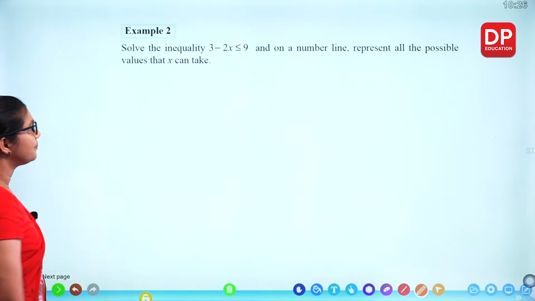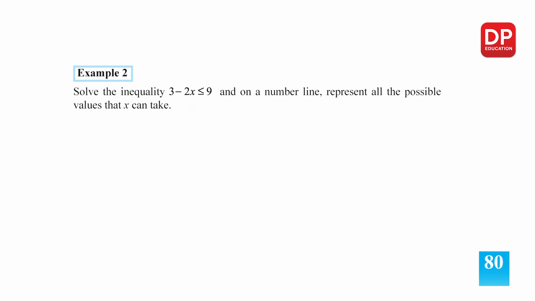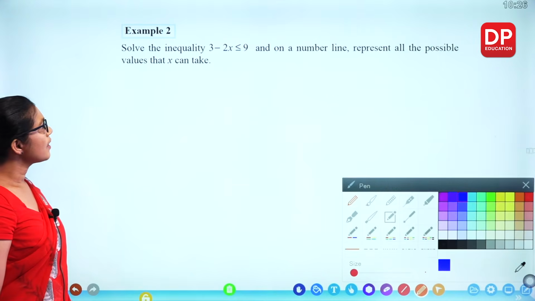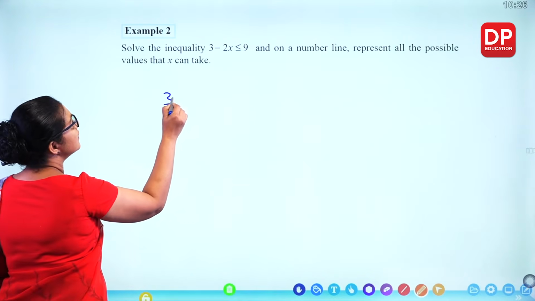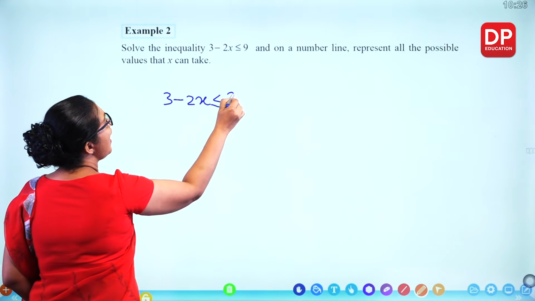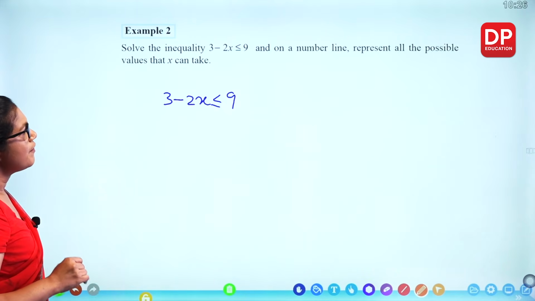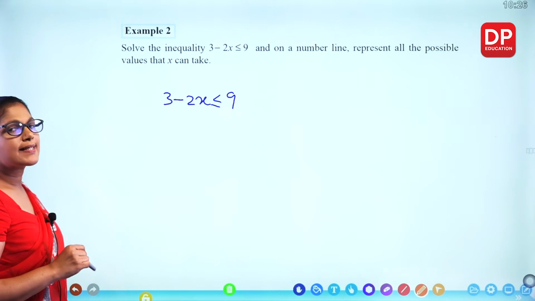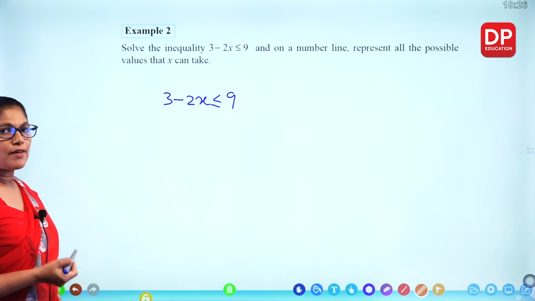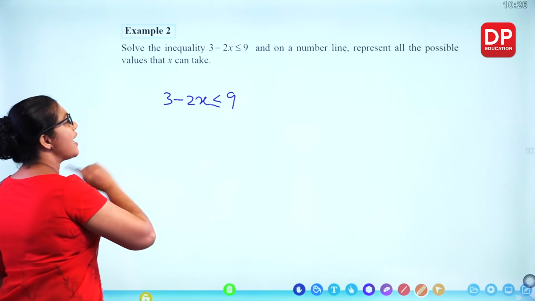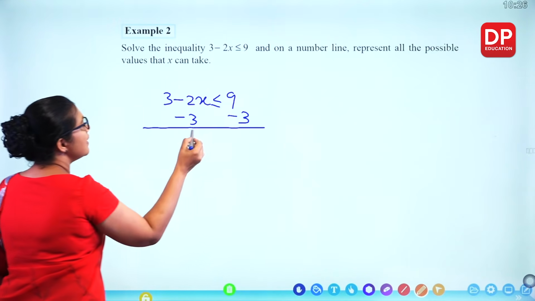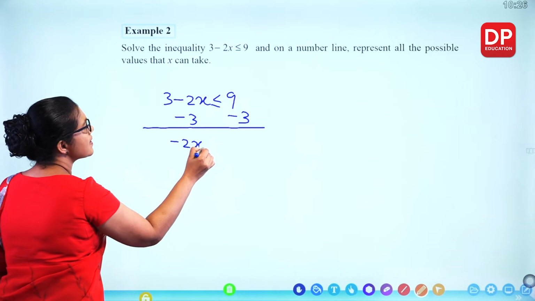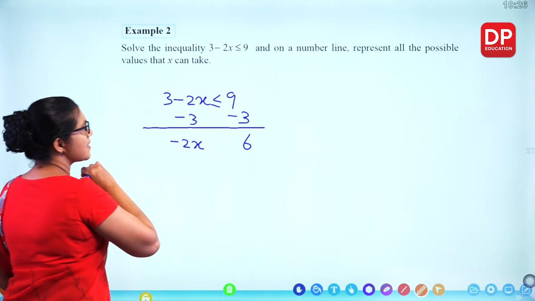Now we'll take example number 2 in your textbook. It says solve the inequality 3 minus 2x and on a number line represent all possible values that x can take. So first we have to solve. You can get rid of this 3 by subtracting 3 from both sides. Then you get minus 2x. 9 minus 3 becomes 6.